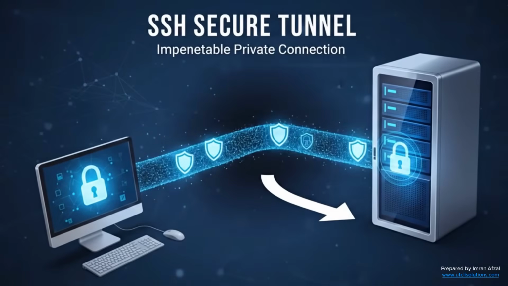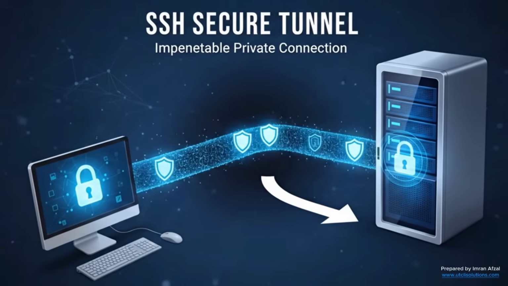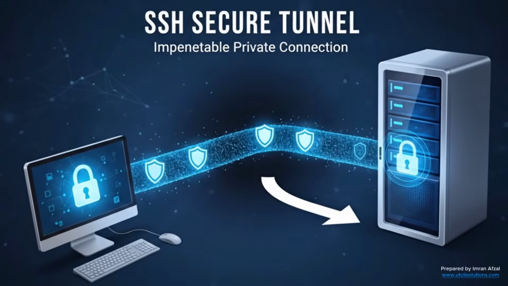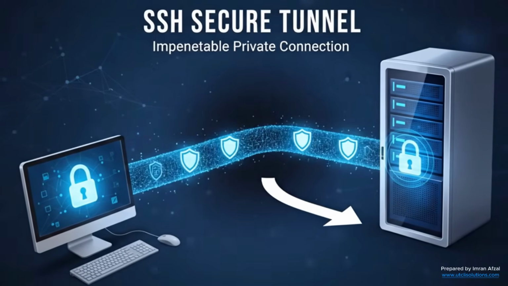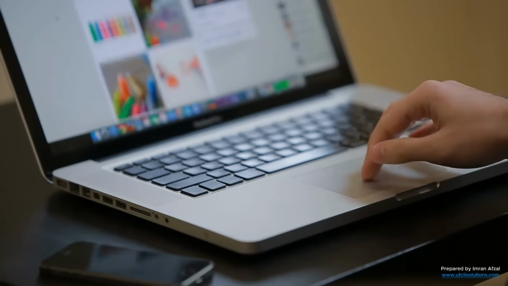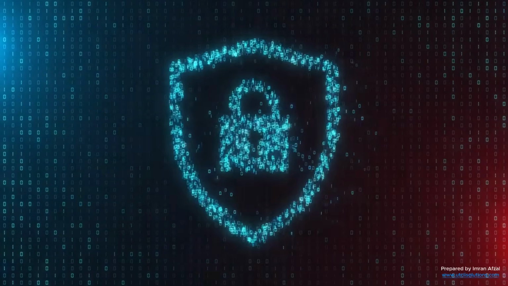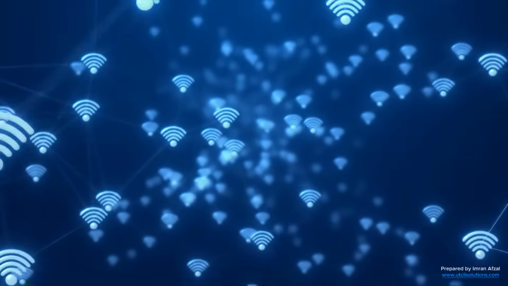Another helpful feature of SSH is called tunneling. This is when SSH acts like a secret tunnel for other programs to use. Let's say you're on public Wi-Fi and want to browse safely. You can create an SSH tunnel to your home server and then use that tunnel to browse the web. This protects your data from anyone spying on the Wi-Fi network.